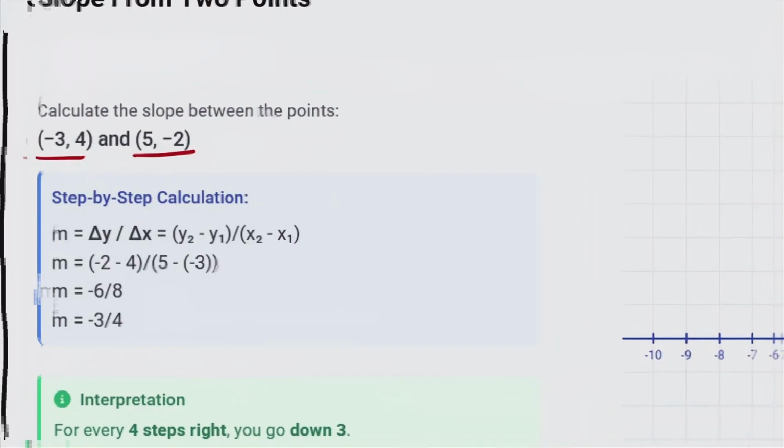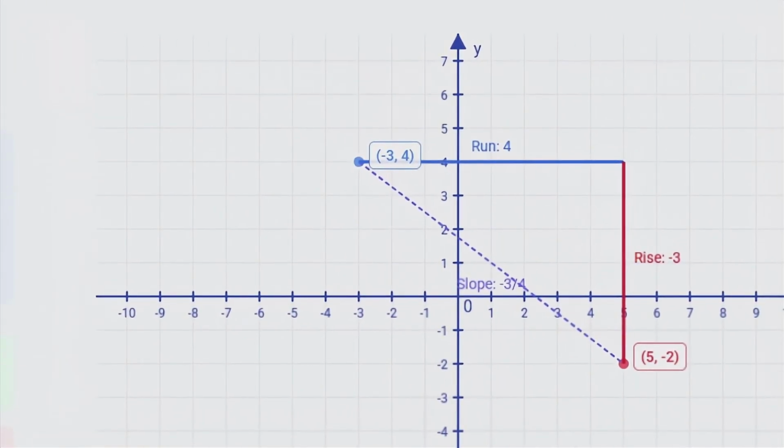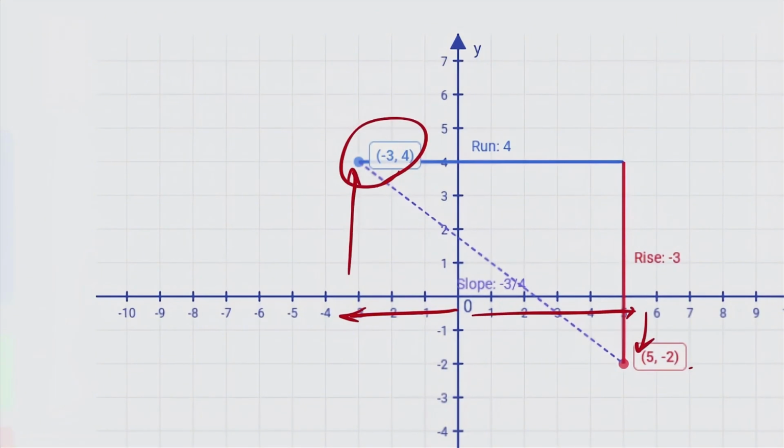Easy. For (-3, 4), we know that means 3 to the left, 4 to the top. This is (-3, 4). After that, we have (5, -2): 5 to the right, -2 to the bottom. And I would like to find the slope of this specific line.